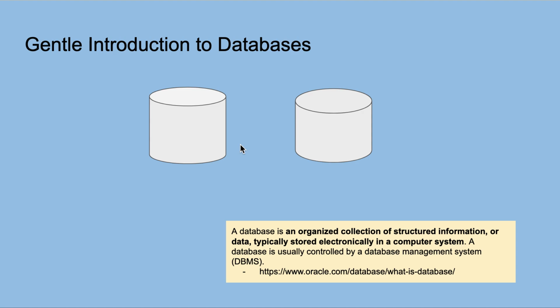Oracle, who's responsible for creating a database management system and is one of the biggest corporations to do that, defines a database as an organized collection of structured information or data, typically stored electronically in a computer system. A database is usually controlled by a DBMS, or database management system. Okay, so with that in mind, it's structured information or data.